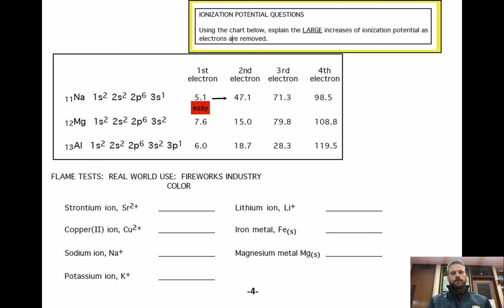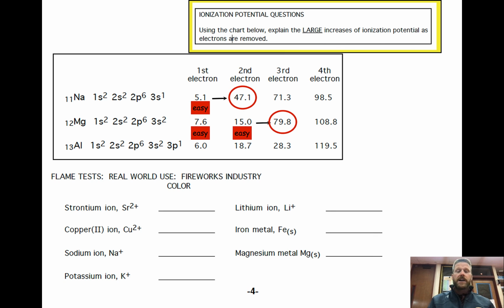For example, if I take away the first electron from sodium, it's relatively easy. But trying to remove the second electron, all of a sudden there's a large jump from 5.1 electron volts to 47.1 electron volts. That's a ridiculous jump in energy. Why is it so much harder to remove that second electron? You'll notice a similar trend for magnesium, but this time the big jump occurs after you remove the second electron. It goes from 15 electron volts all the way up to almost 80 electron volts. Why is that happening?